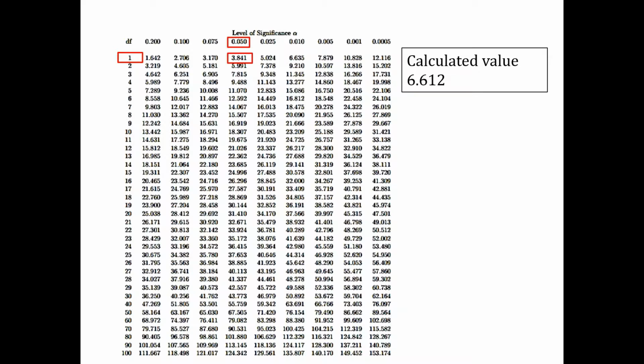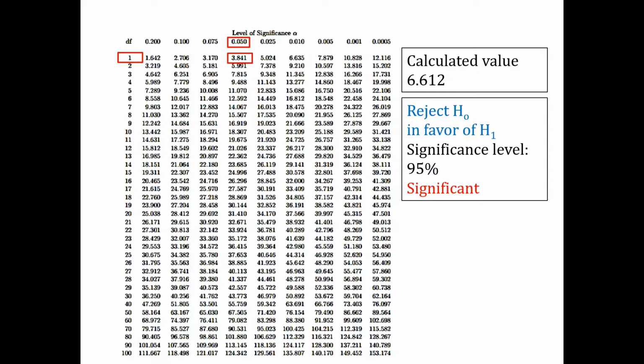So what are we going to do with the null hypothesis, are we going to accept it or reject it? We are going to reject our null hypothesis in favor of the alternate hypothesis, because our calculated value is greater than the table value, which means that the probability of our null hypothesis to be true is less than 0.05. And the probability for our null hypothesis to be false is greater than 0.95. Therefore, we are going to reject the null hypothesis and we accept the alternate hypothesis.